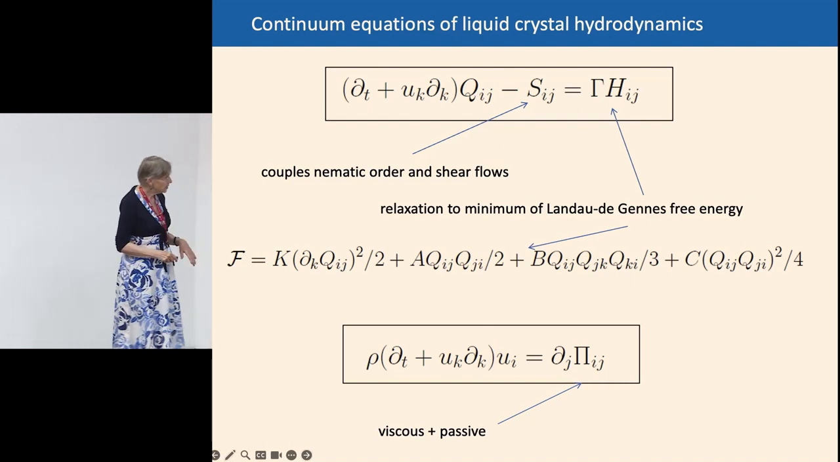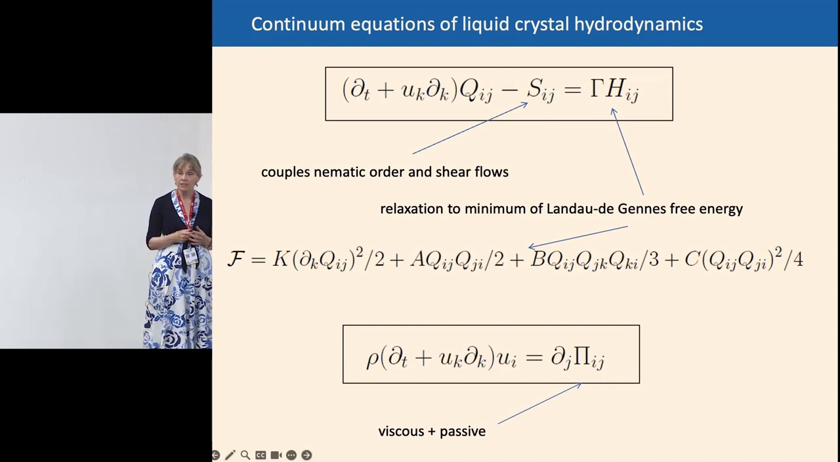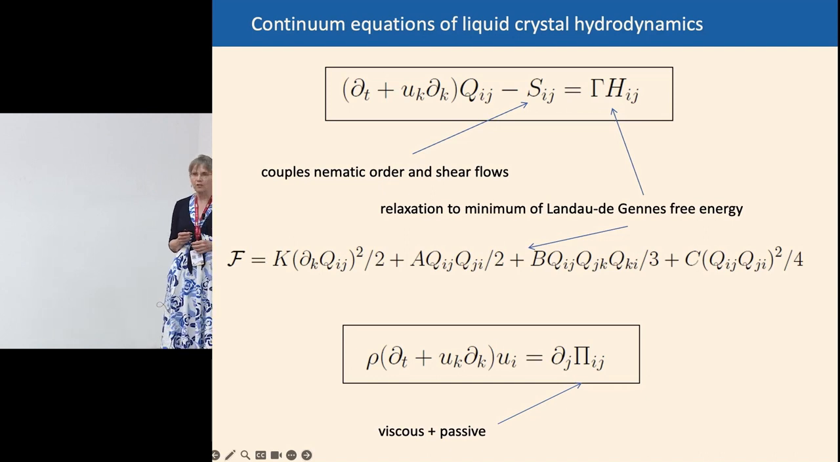And then you have another equation for the fluid flow. Looks like the Navier-Stokes equation. This is the derivative of the stress tensor. And that stress has the usual viscous stress, which looks like velocity gradients, but also an elastic stress, which says if I've got a molecule and it moves like this, it's going to induce flows in the system. That's for a passive nematic.